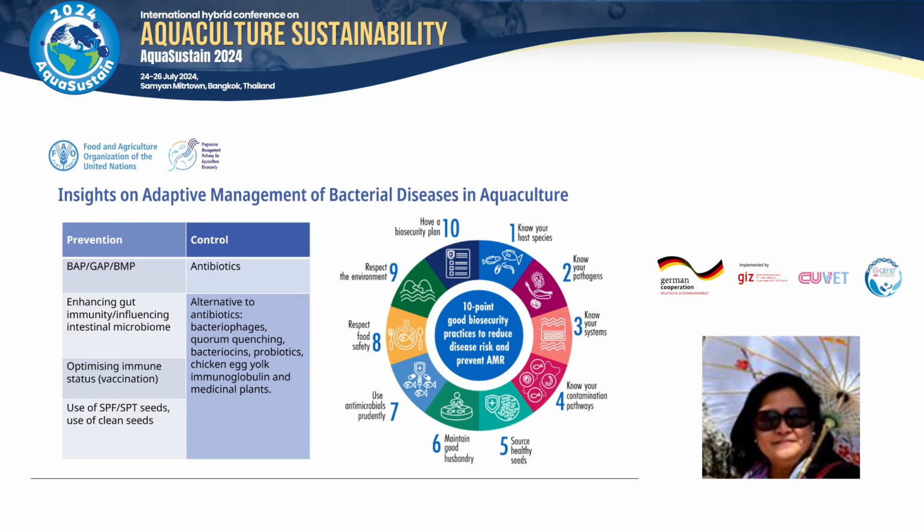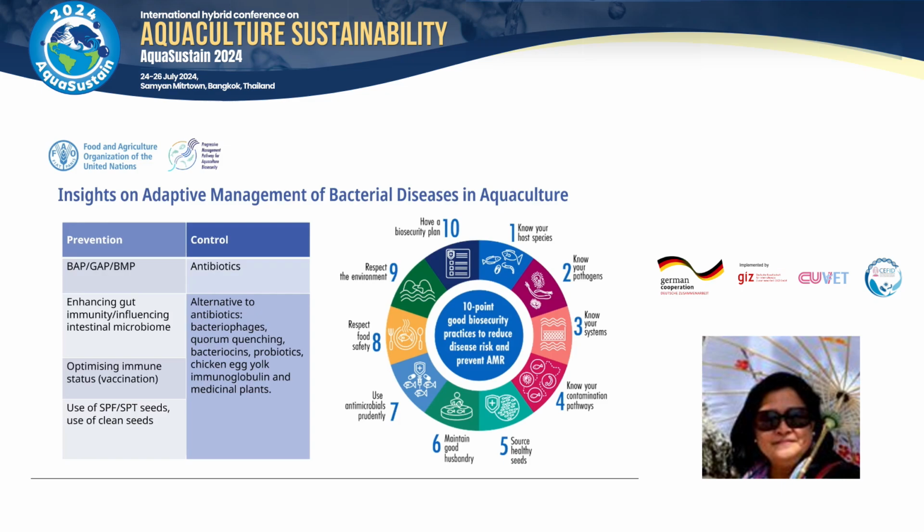into two parts. First is prevention through best aquaculture, good aquaculture, and best management practices, enhancing gut immunity or influencing the intestinal microbiome, optimizing immune status through vaccination, and use of SPF, SPT seeds, which means using clean seeds in the first place. The second part is control through responsible use of antibiotics and alternatives such as bacteriophages, probiotics, quorum quenching, bacteriocins, and medicinal plants.